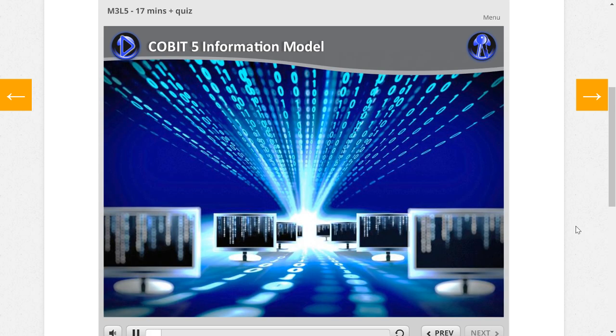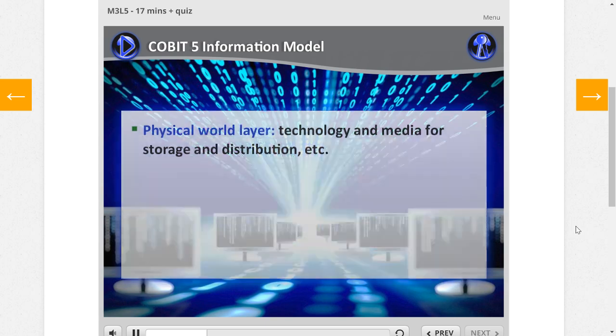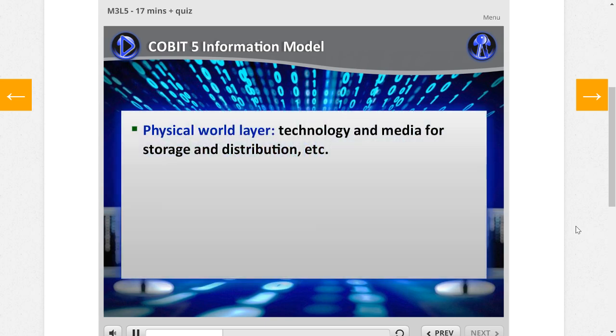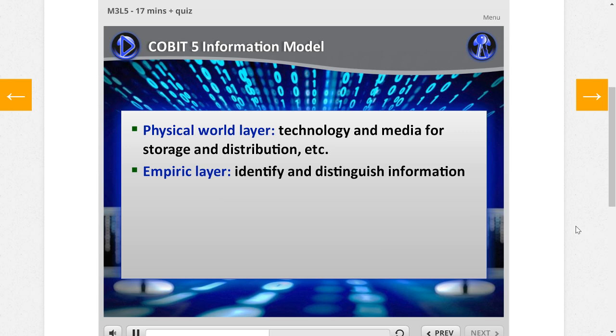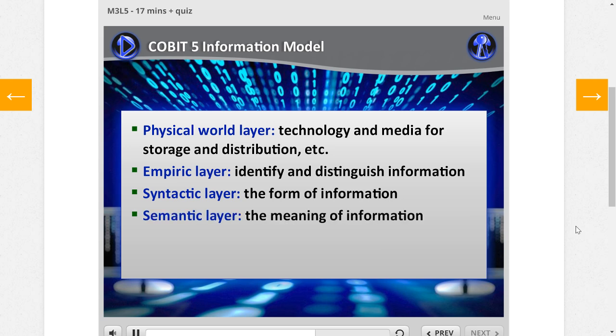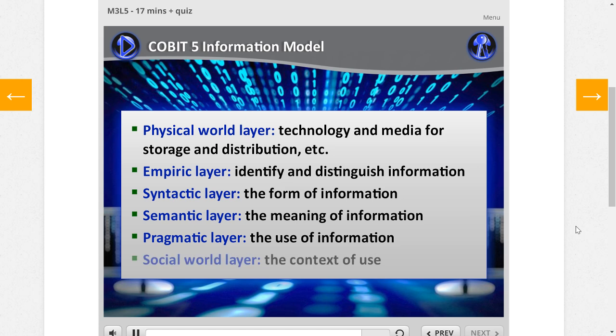Before we go on to the next topic, let's just summarize what we've learned about the six-layer information model. Physical world layer, technology and media for storage and distribution, etc. Empiric layer, identify and distinguish information. Syntactic layer, the form of information. Semantic layer, the meaning of information. Pragmatic layer, the use of information. Social world layer, the context of use.